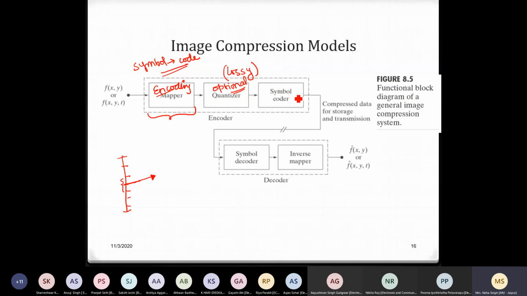Once the coding has been done, then the code is sent to the channel. At the receiver end, we need to decode it, right? And then inverse mapper means whatever code came, what was the symbol that was assigned to it, and based on that we will reconstruct the symbol.